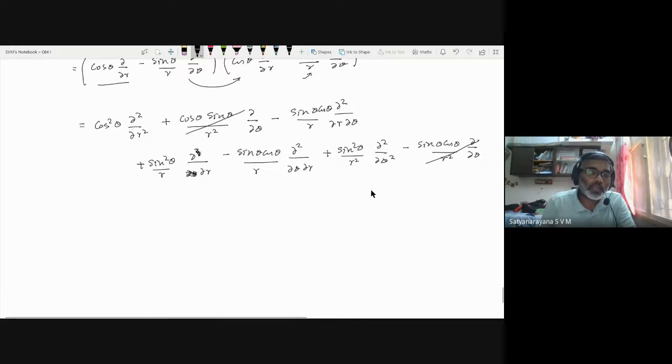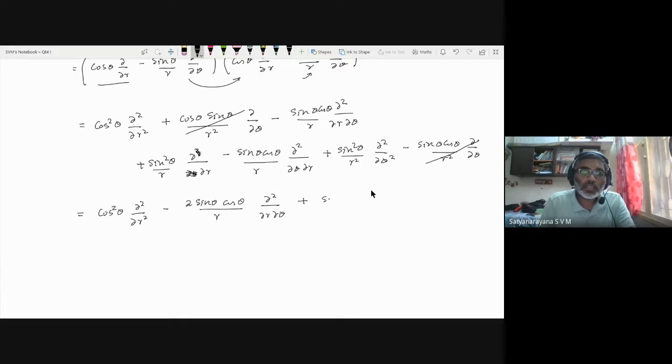So what is remaining here is equal to cos²θ ∂²/∂r² minus 2 sin θ cos θ by r into ∂²/∂r∂θ plus sin²θ by r into ∂/∂r plus sin²θ by r² into ∂²/∂θ². So that is what is remaining from this.